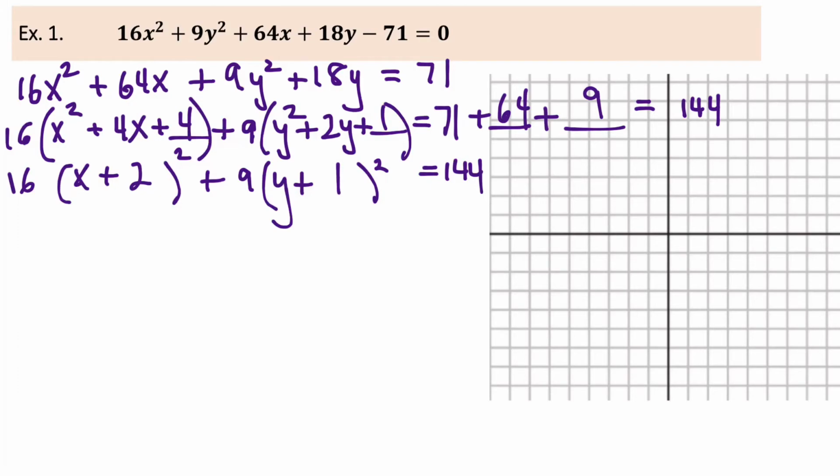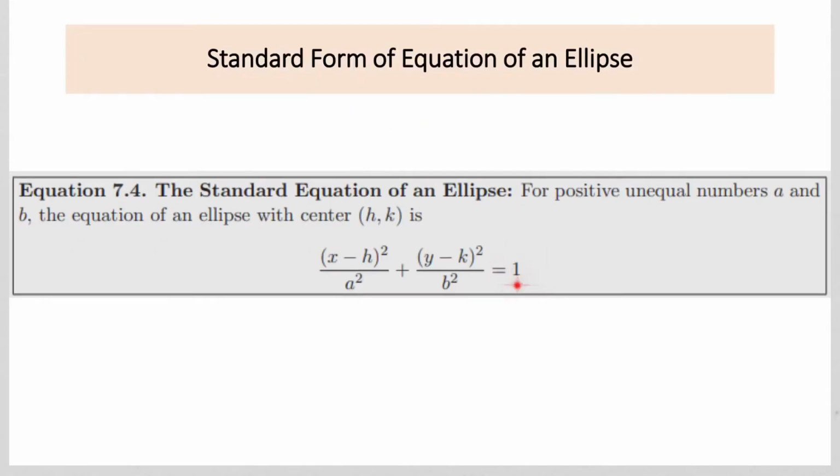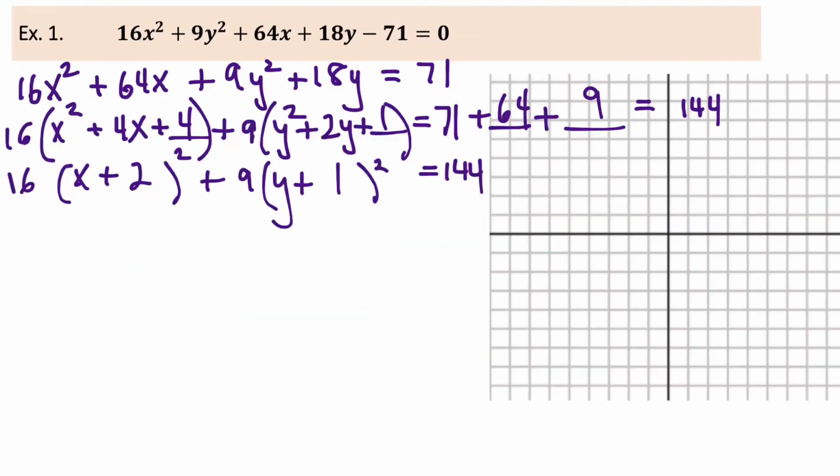All right, now this last step right here on the slide where I give you the steps says divide both sides by the constant term, that's the term on the right, so that the constant on the right becomes 1. All right, so that's how we get this standard form here. You're always going to have a 1 on the right-hand side. So let's go back to here. I'm going to divide this out so I equal 1, which is what I want for standard form. So I'm going to divide here, and I'm going to divide here.